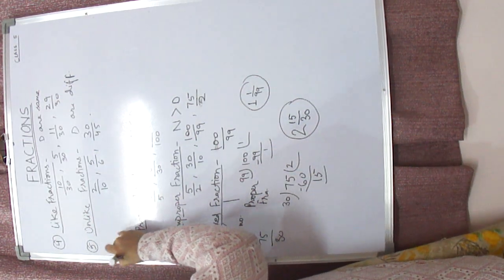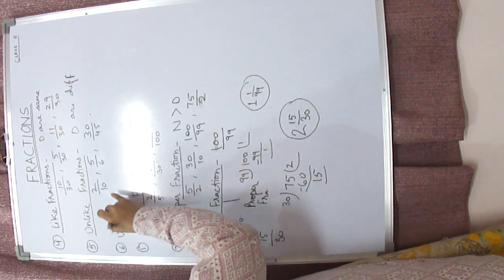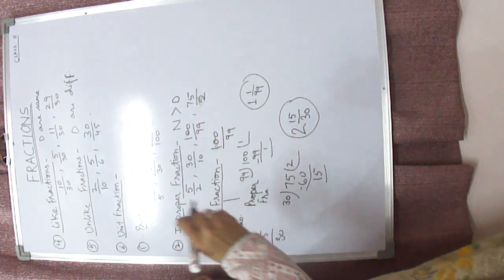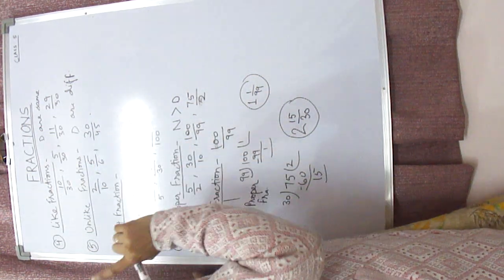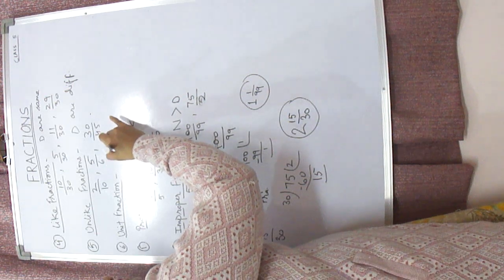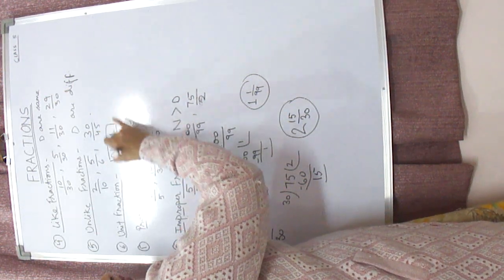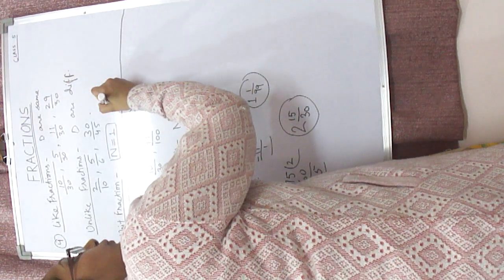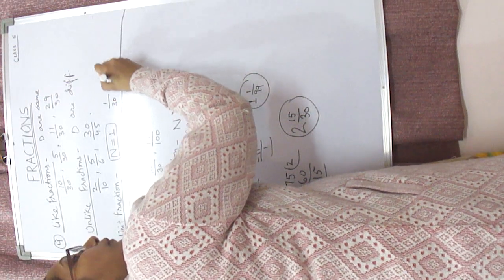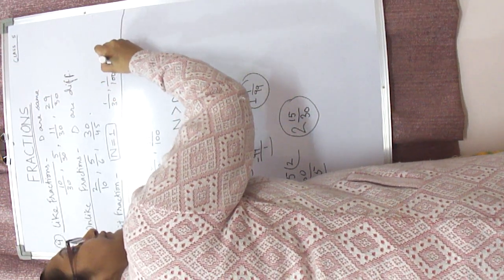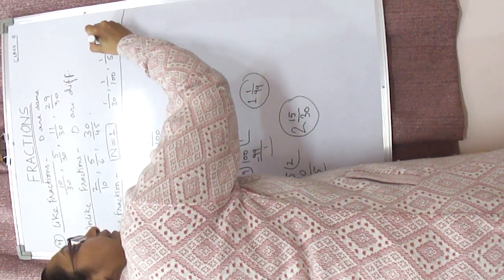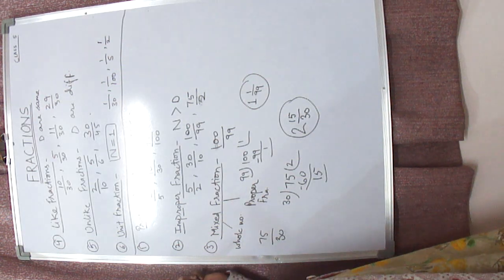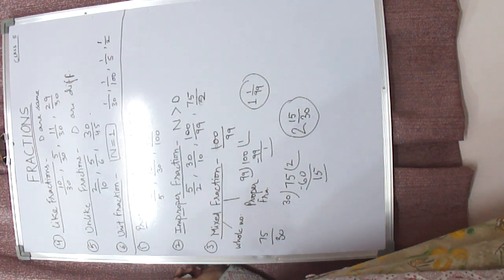Next is unit fraction. What is unit fraction? Unit means 1. So where we have numerator which is equal to 1, that is called our unit fraction. Like 1 upon 30, 1 upon 100, 1 upon 5, 1 upon 2, etc. In all these cases, my numerator is 1, so they become my unit fraction. I hope it is clear to all.